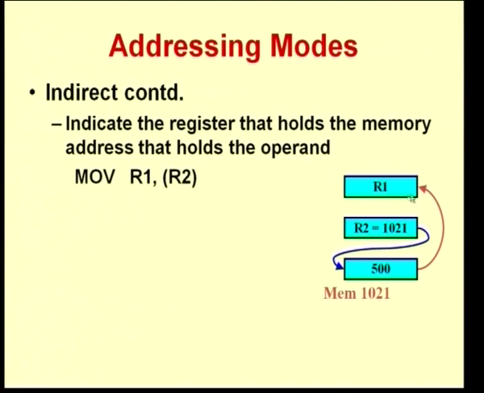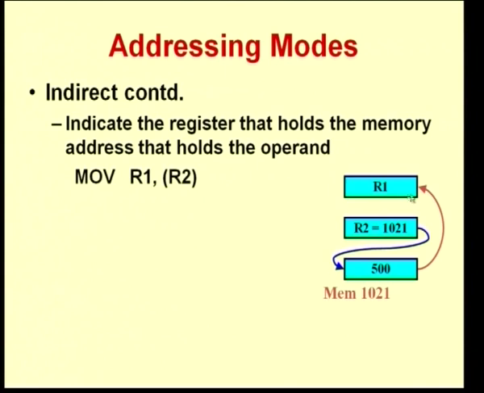Now, when we talk of indirect addressing, just as I can specify a memory location, it can also be a register which holds the memory address that holds the operand. For instance, if I have an instruction say move R1 comma, in brackets, R2. I am using the notation that when I specify it within brackets, it indicates that this is an indirect addressing mode.